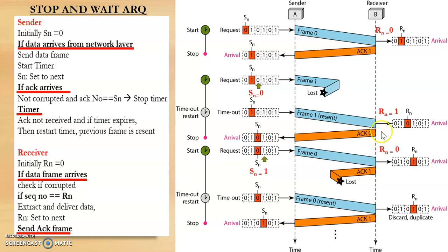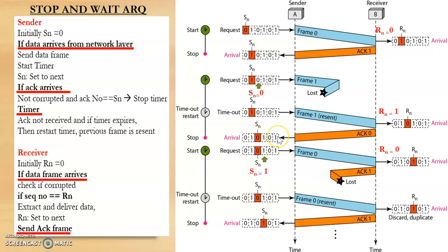After that, the receiver will send an acknowledgement to the sender for the next expected frame. It has received frame 1, so it will send an acknowledgement frame with acknowledgement number 0. Basically it is telling the sender that it has received frame 1 and next it wants frame 0.